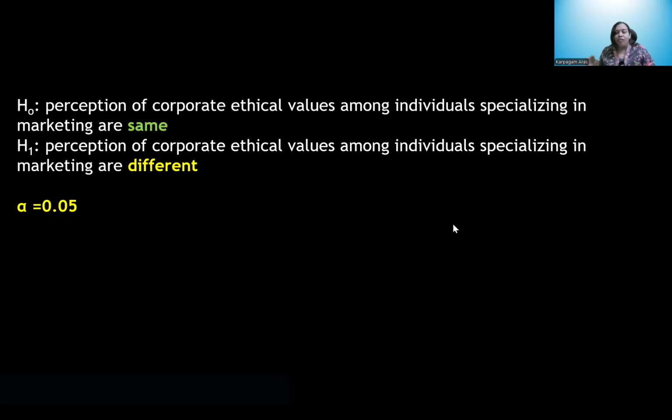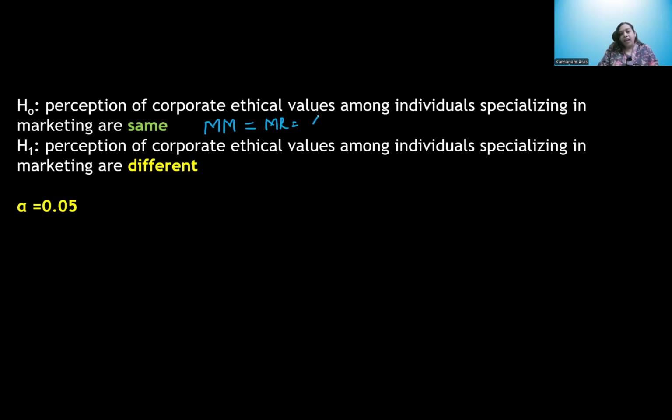To solve this, first I have taken the hypothesis where the perceptions of the corporate ethical values are the same, which means marketing managers, marketing research, and the advertising department feel the same way. Alternatively, marketing managers, marketing research team, and advertising do not feel the same way. Which one are we interested in proving? We are interested in proving the alternate one. That is what we will see in the calculation. So to do this, we have to solve it.